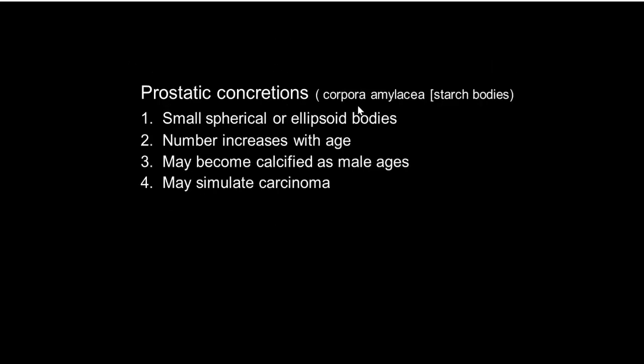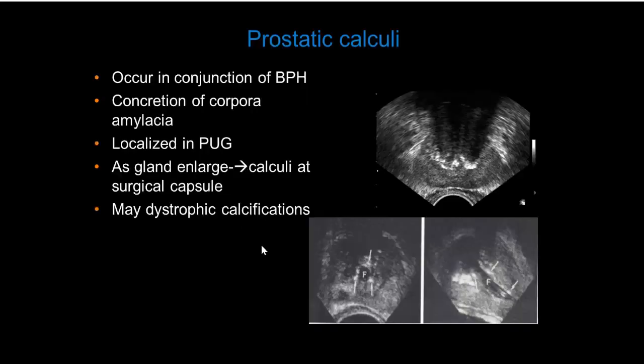Prostatic concretions of corpora present as small spherical or ellipsoid bodies. Number increases with age, may become calcified as the male ages, may simulate carcinoma. These are prostatic calculi, as we see, occurring in conjunction with benign prostatic hyperplasia. This is concretion of corpora localized in the periurethral gland.